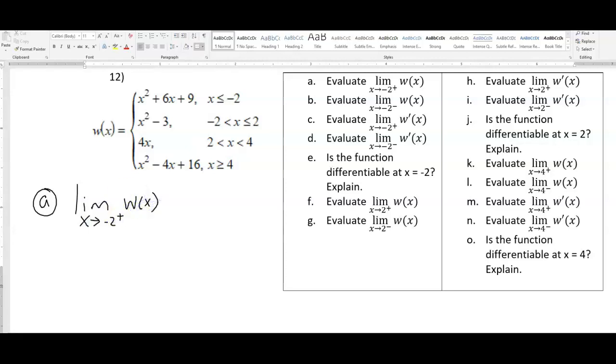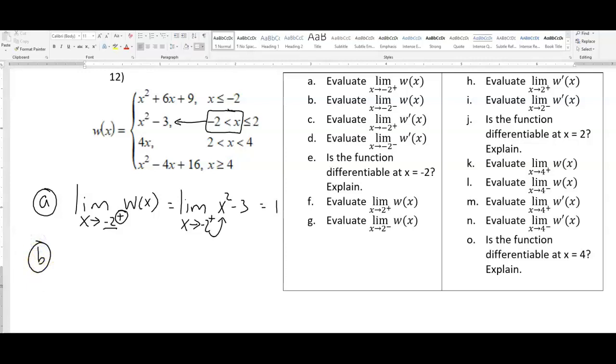Now, this is actually a review question. This is stuff from Unit 3, but it is relevant to the stuff that we're discussing now. So if I'm approaching -2 from the right, that means I'm looking for where x is greater than -2, and that's right here. And so we'll be using this piece to accomplish this problem. And all you have to do is do direct substitution. So if I plug in -2, I'm basically going to get 1 as a result. Okay? So make sure you know how to pick the right piece out and just do the direct substitution.